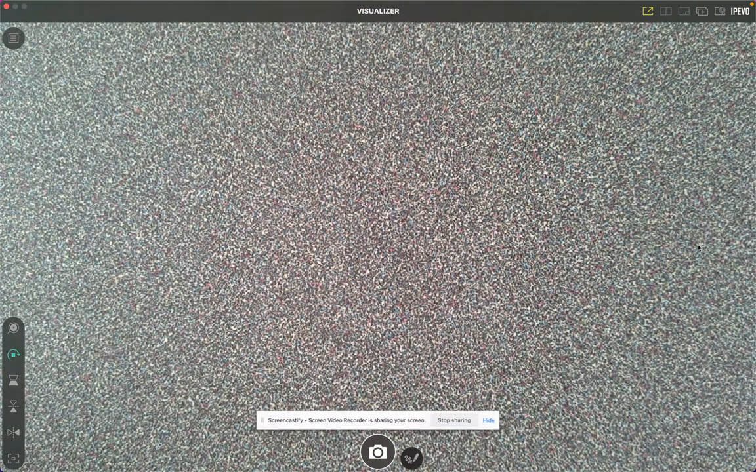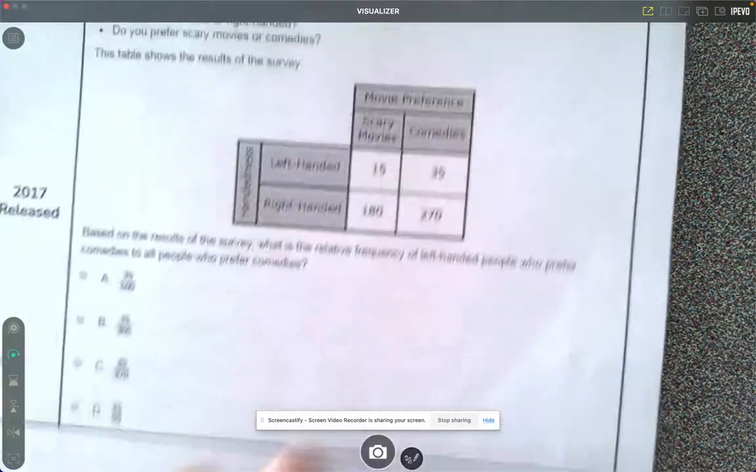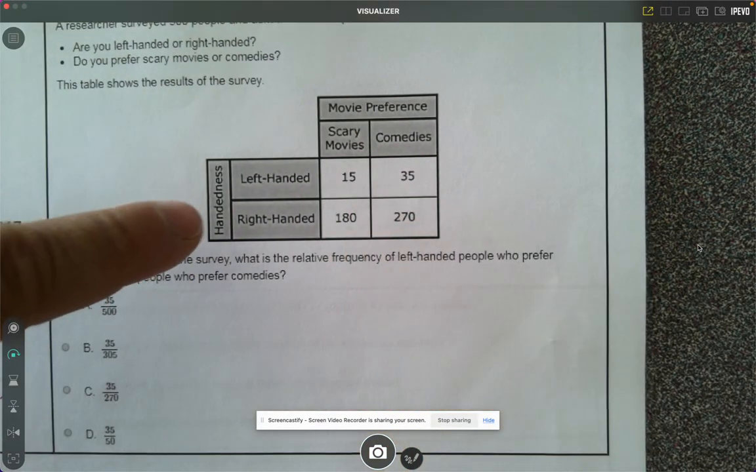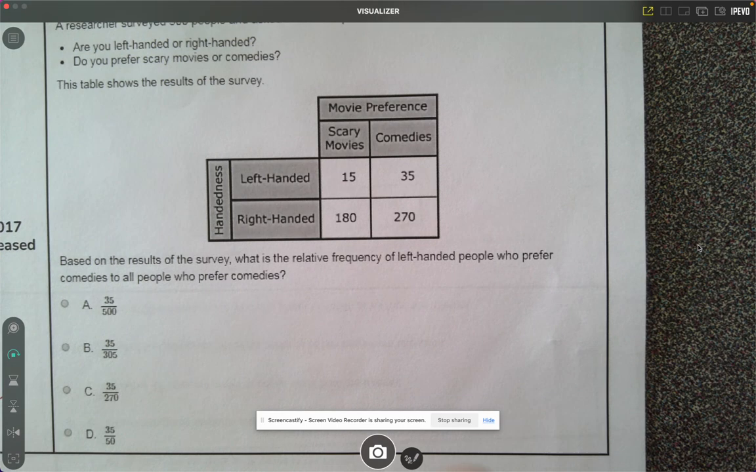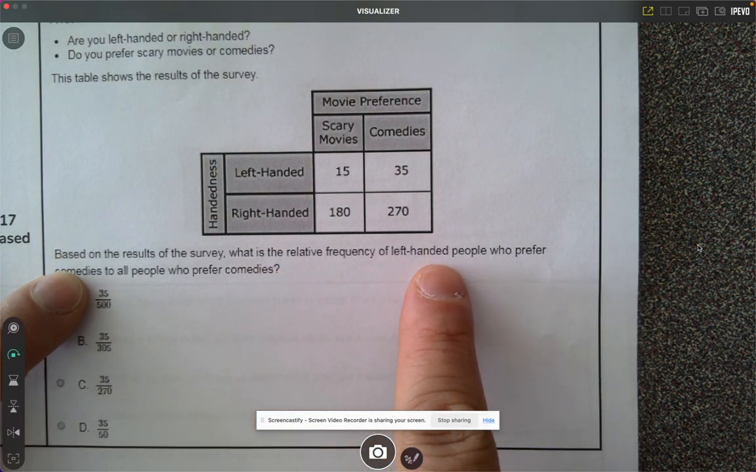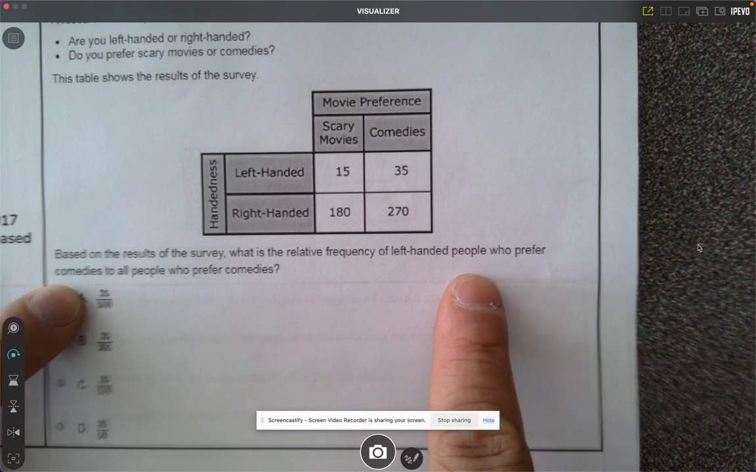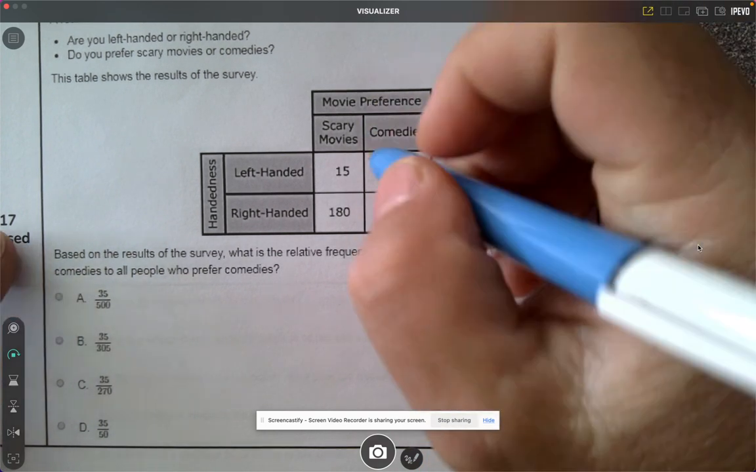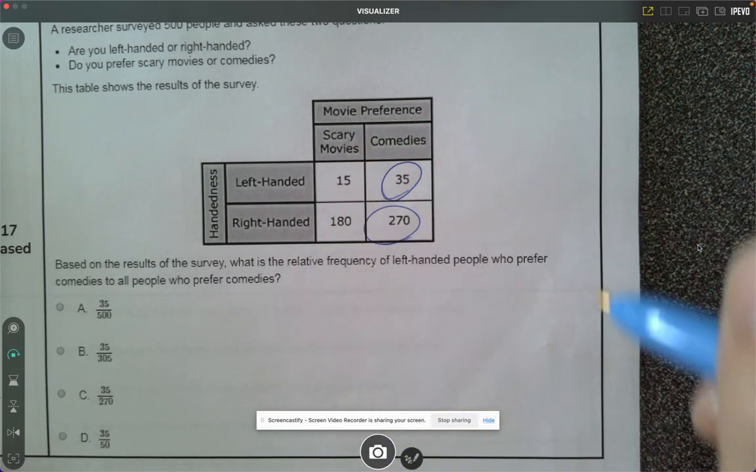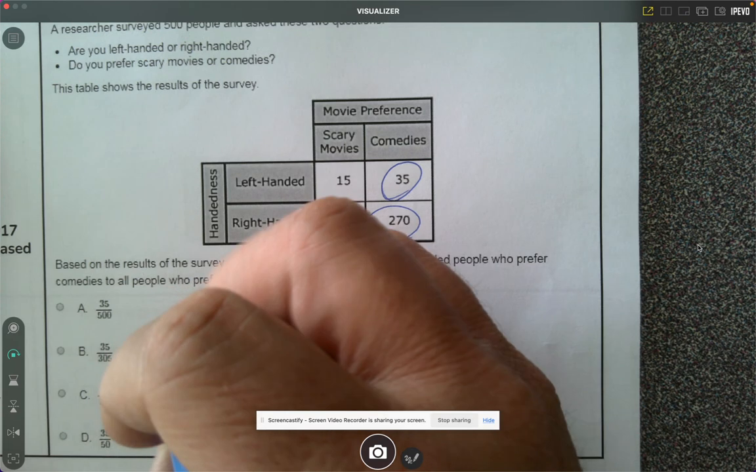All right, almost done. Then we got, let's call it a two-way table. It says we got left-handed people and right-handed and what kind of movies they prefer. So let's say it says here, what is the relative frequency of left-handed people who prefer comedies to all the people that prefer comedies? All right, too easy. Left-handed people who prefer comedies to all the people that prefer comedies. That's going to be C.